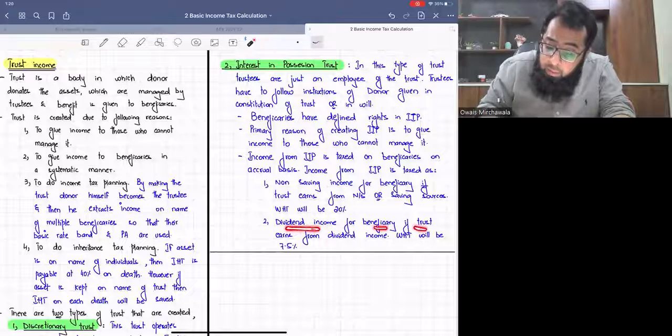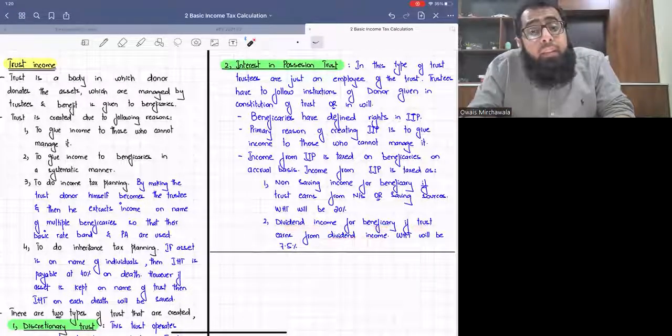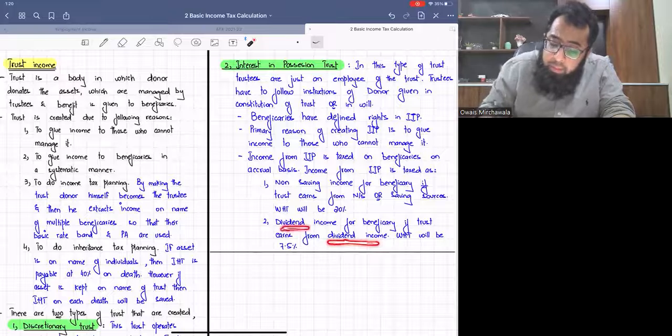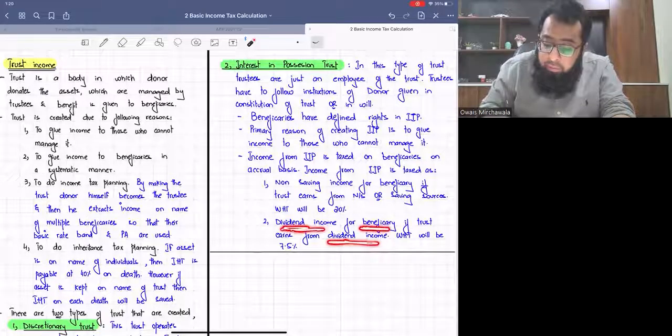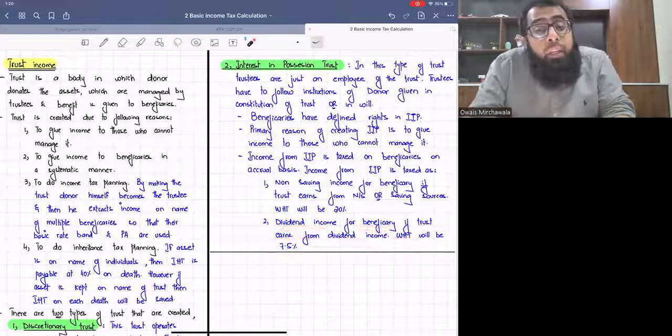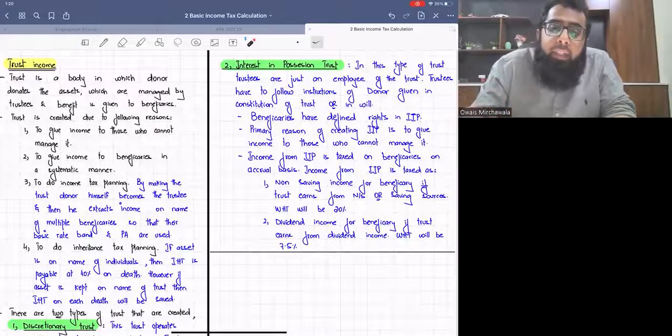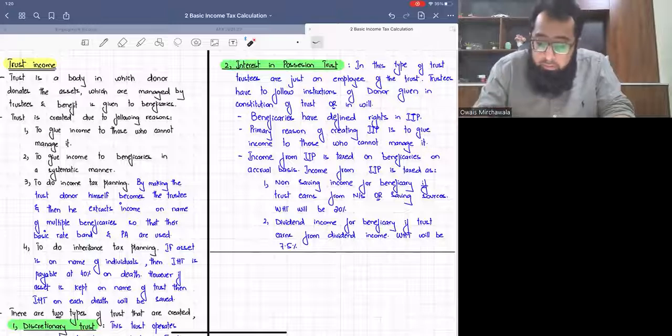If the trust earns from dividend income, like if the trust has company shares and earns dividend income, then for the beneficiary also it will be dividend income, and now the withholding tax will be 7.5%. These calculation bits will get cleared in the practice questions, so don't worry about it.